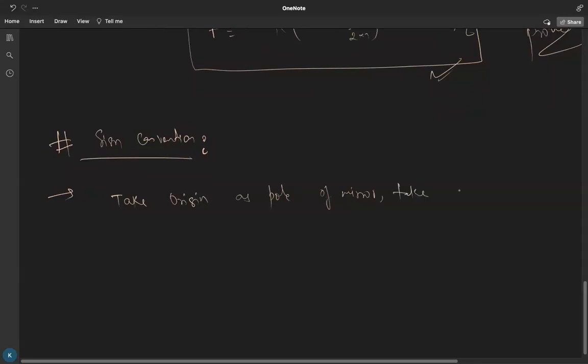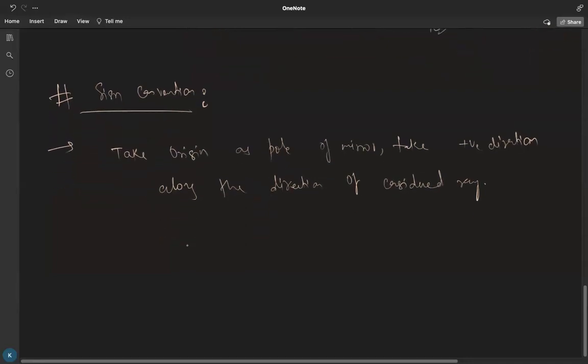Take positive direction along the direction of considered ray, right? So what I'm trying to say is, the first thing you have to do is take origin as pole, okay, and take the positive direction along the direction of considered ray.